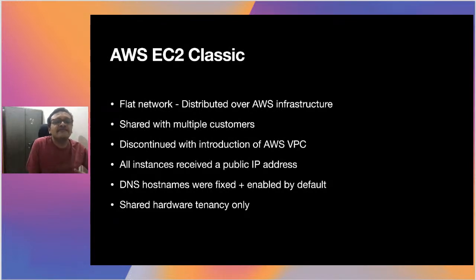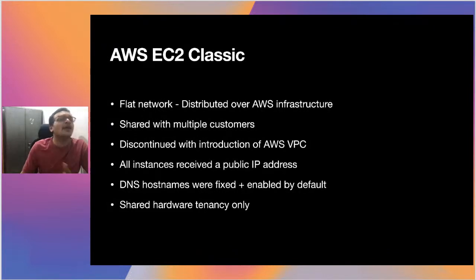All instances received a public address by default, which meant that if you were on AWS, your machine had a public address. That's it. DNS host names were fixed, they were enabled. You couldn't say that a machine should not be reachable. It was up to you to prevent access by your own methodologies. You had only shared hardware tenancy, meaning that you did not have bare metal hardware. You also did not have the ability to control who else was running alongside you in the virtualized construct, right?